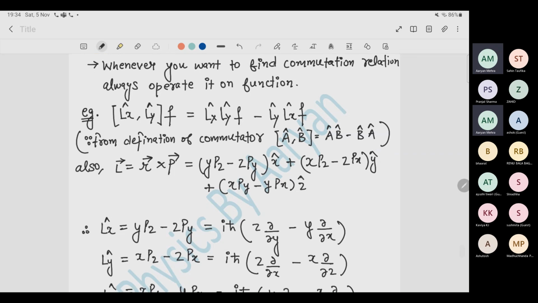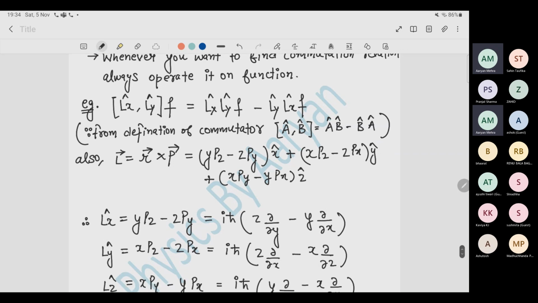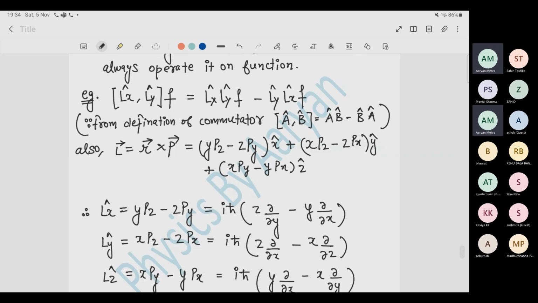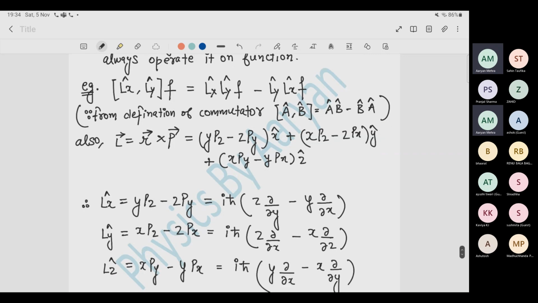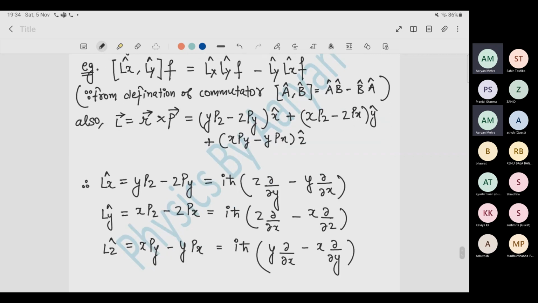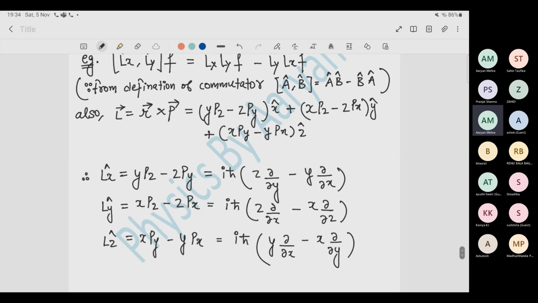So what does the first term mean? Ly will operate first and then Lx will operate. Similarly, what does the second term mean? Lx will operate first and then Ly will operate. But mathematically, what are these Lx, Ly? You know angular momentum is R cross P. If you open it up, you get y pz minus z py times x cap. Till here, everything fine?